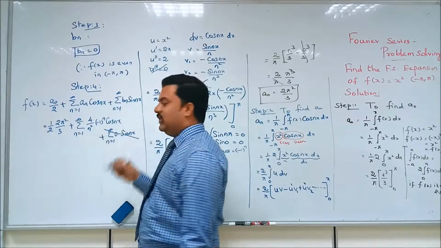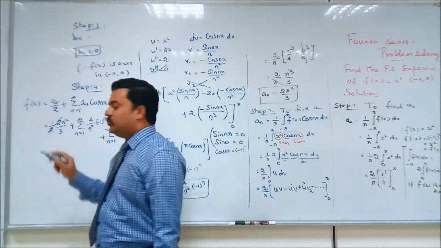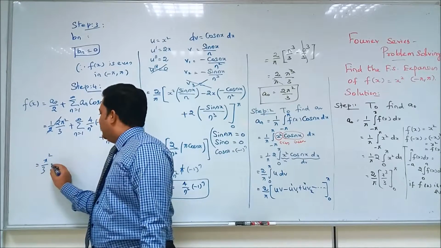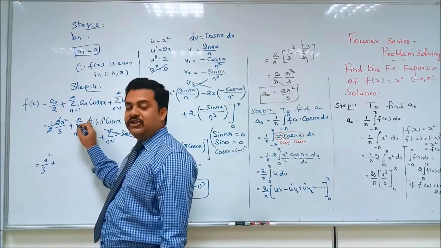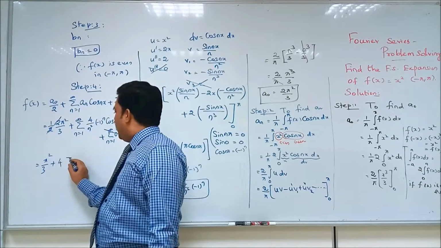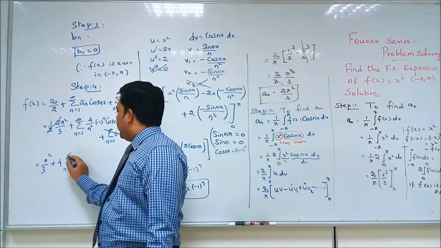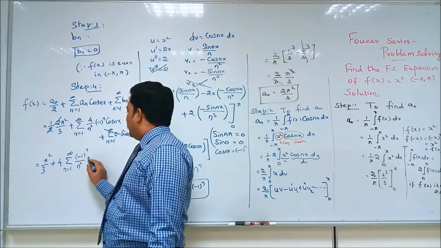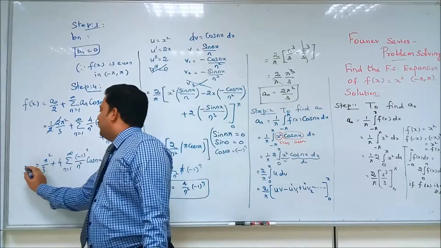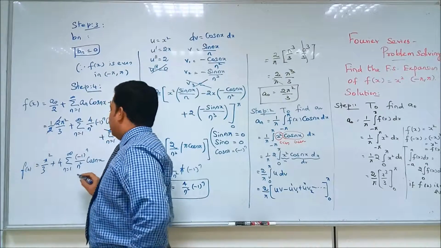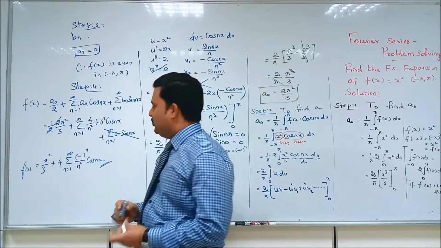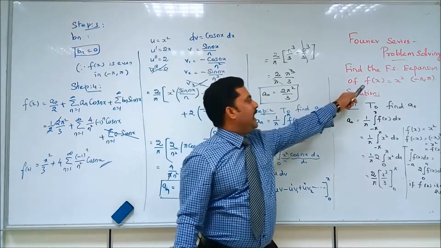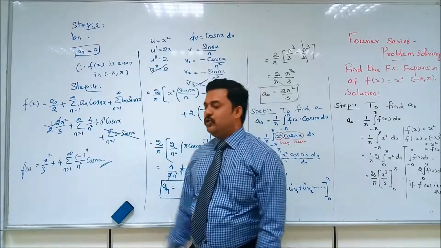So 0 into any number, automatically this term becomes 0, and this 2 into 2 is getting cancelled, and we are left with pi power 2 divided by 3 plus, this 4 is a constant, take it out. So this is 4 into summation n equal to 1 to infinity, minus 1 to the power n by n power 2 into cosine nx. Next is the value of f of x in terms of the Fourier series. So this is the Fourier series expansion of x power 2 in the interval minus pi to pi.